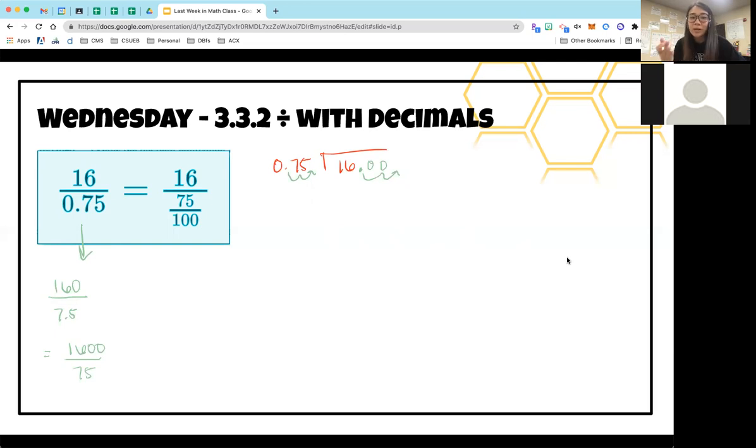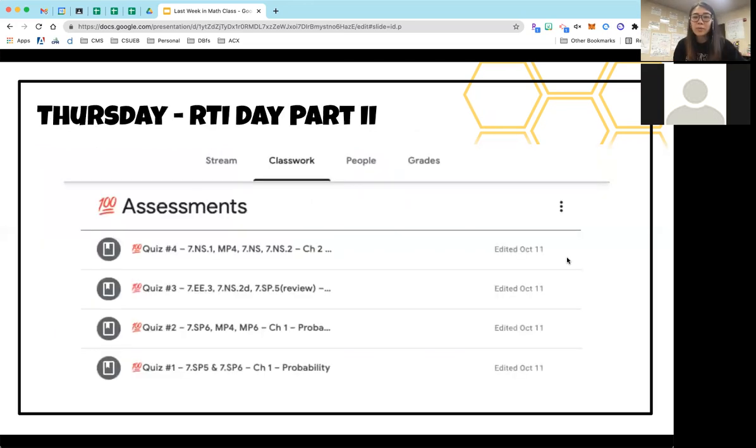These are all going to equal the same thing when you divide them. If you use a calculator, they all equal the same thing. So it's just being able to manipulate your numbers, not change the values, but manipulate the numbers so that it's easier for you to work with. And that's what we looked at. On Thursday was our RTI day part 2, because we're not having any actual RTI for the month of October because we have safety drills.